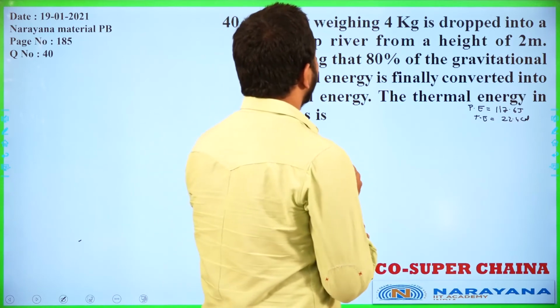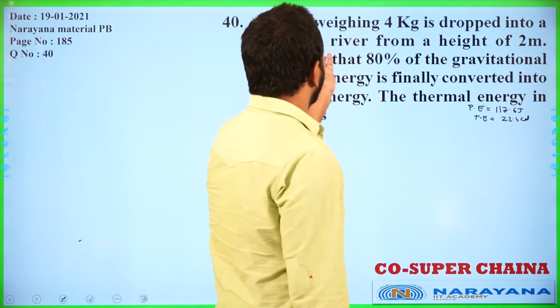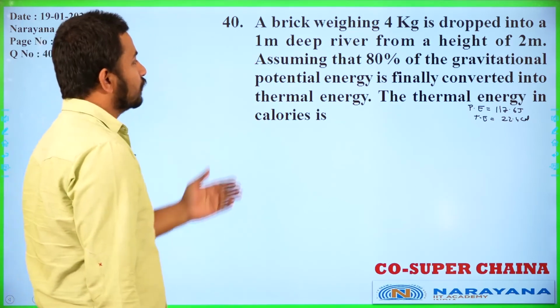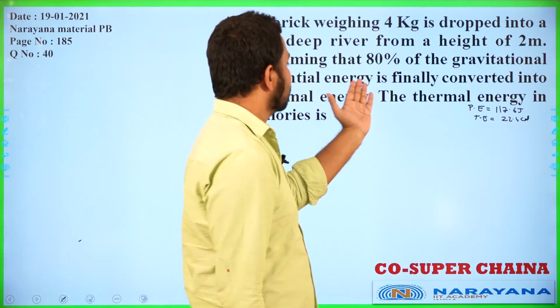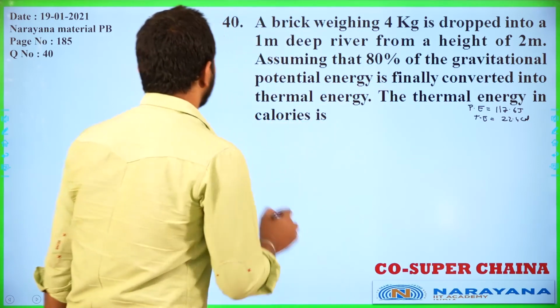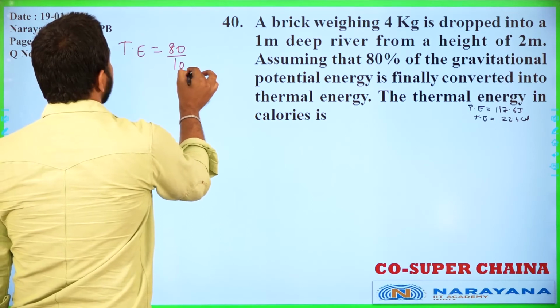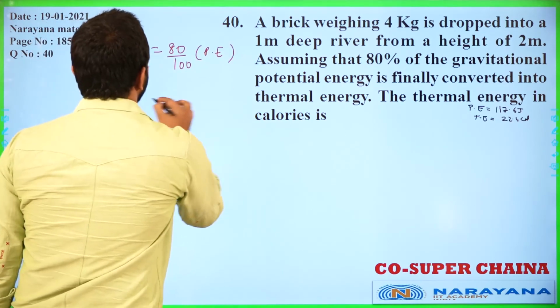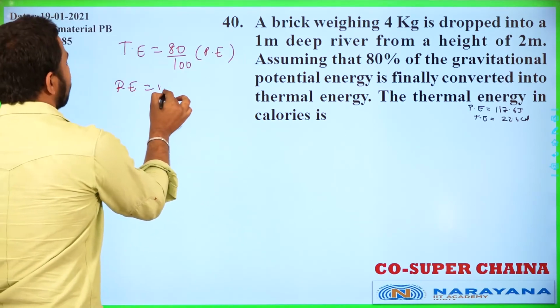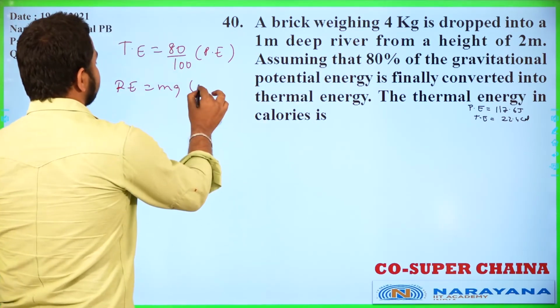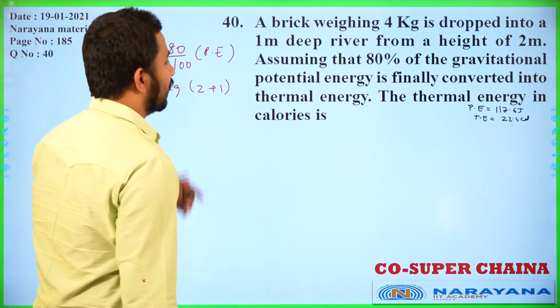A brick of 4 kg is dropped into a deep river 1 meter deep. Assume 80% of gravitational potential energy is finally converted into thermal energy. So thermal energy is 80% of the potential energy. We can calculate, student, potential energy will be mg times height, which will be 2 plus 1. Yes, substitute the values here.